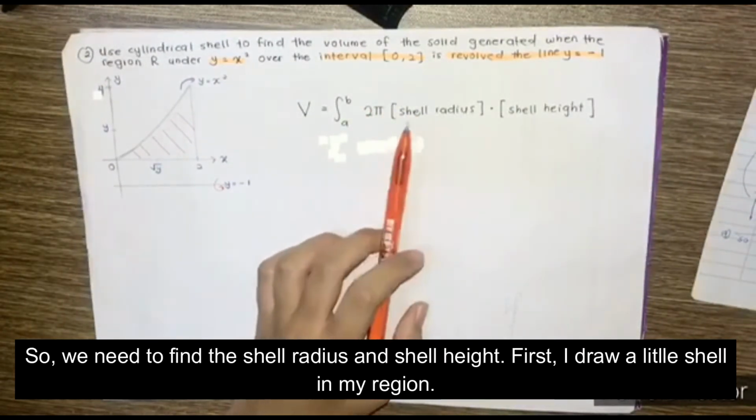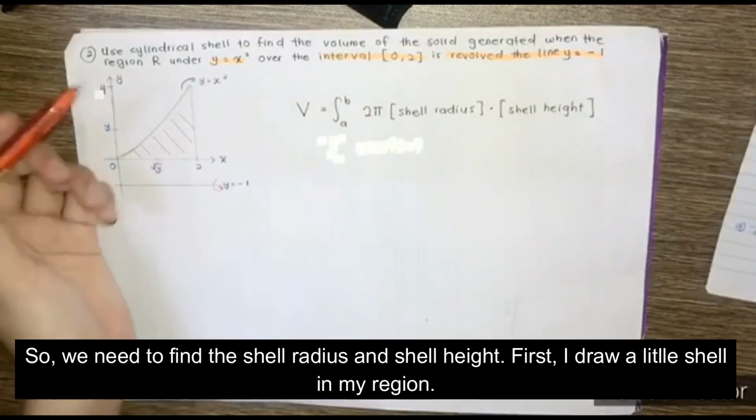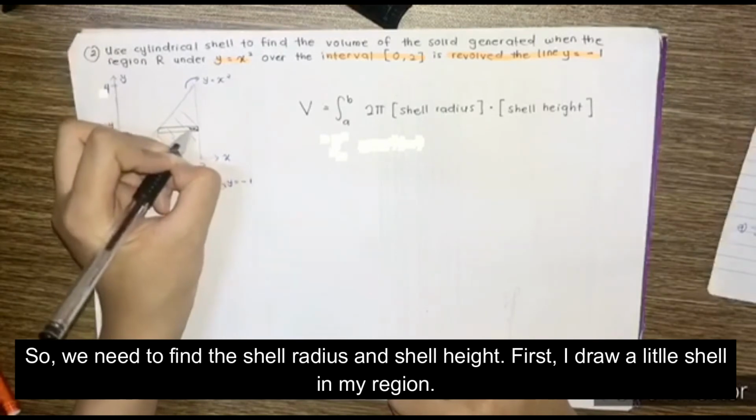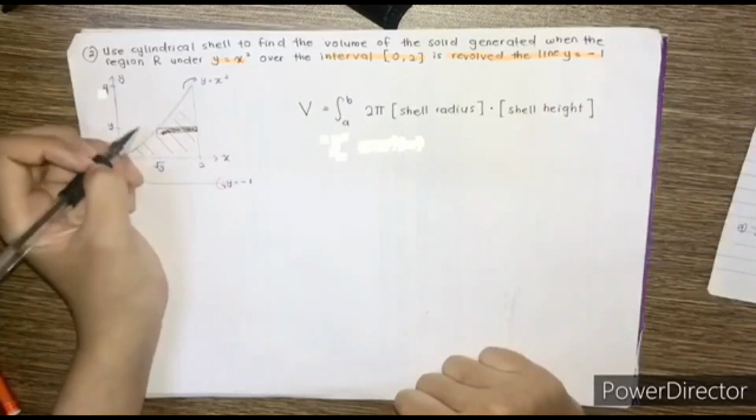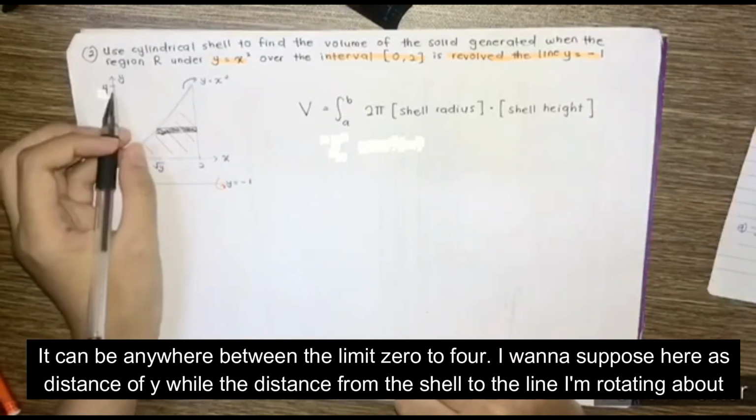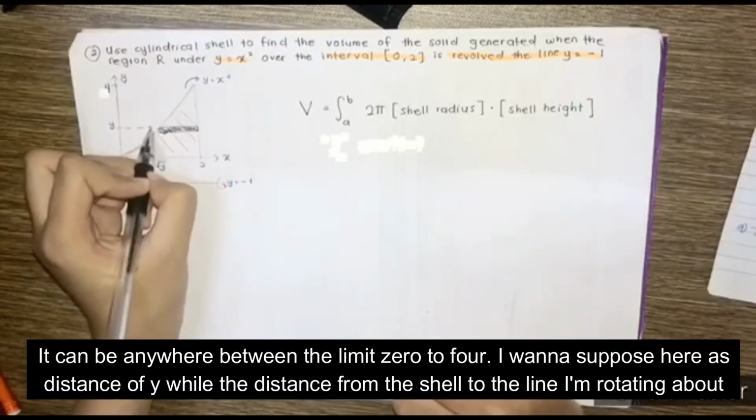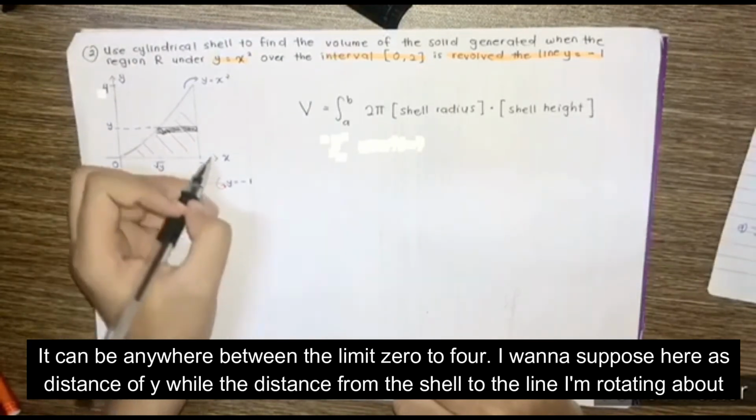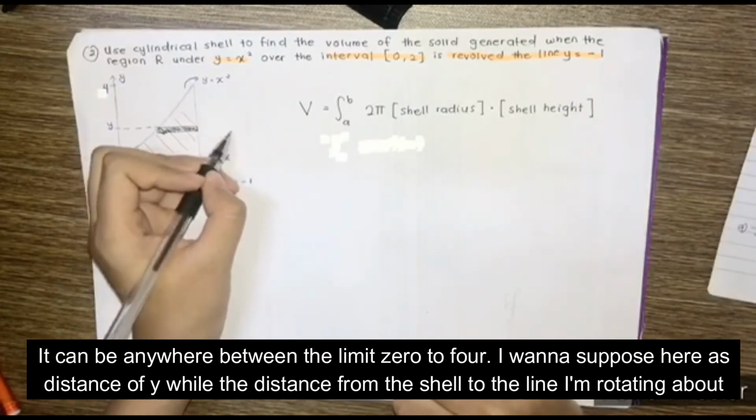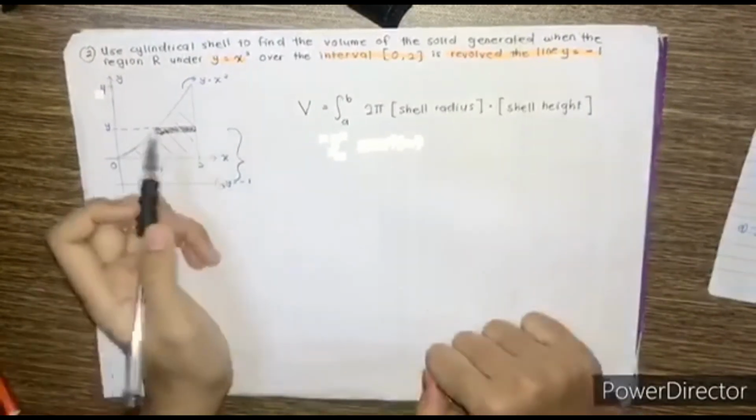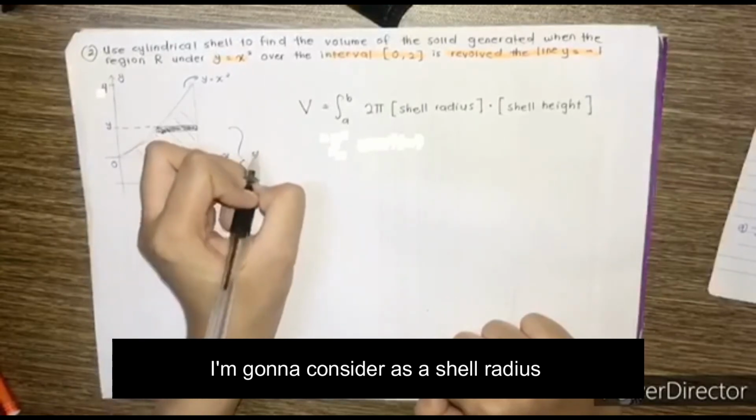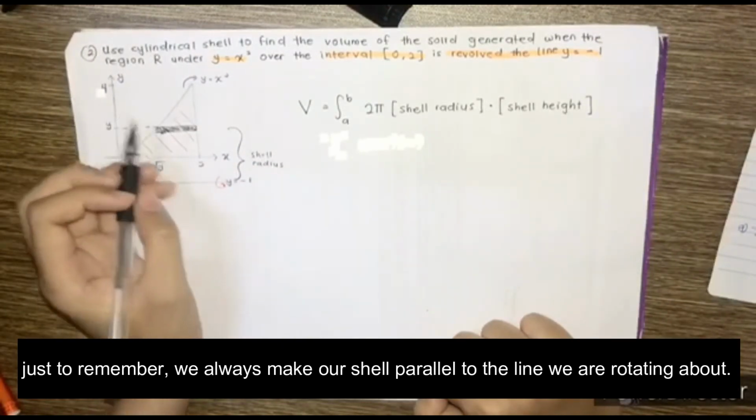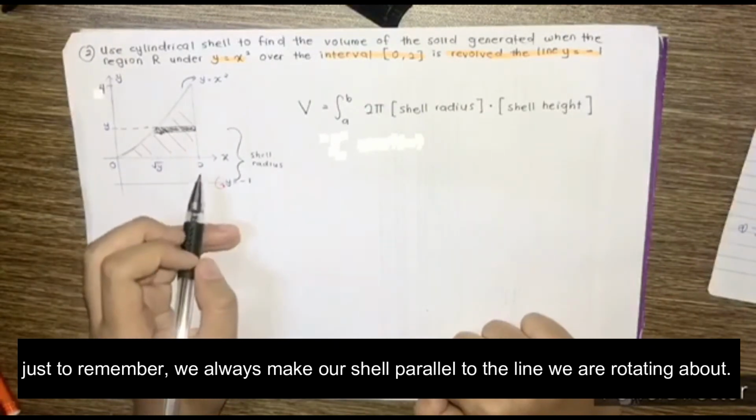So we need to find the shell radius and shell height. First, I draw a little shell in my region. It can be anywhere between the limits 0 to 4. I'm going to suppose here y as the distance, well, the distance from the shell to the line I'm rotating about, I'm going to consider as the shell radius. Just to remember, we always make our shell parallel to the line we are rotating about.